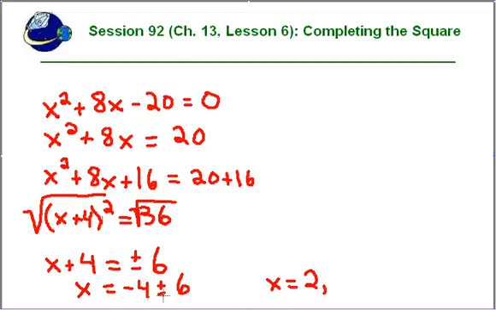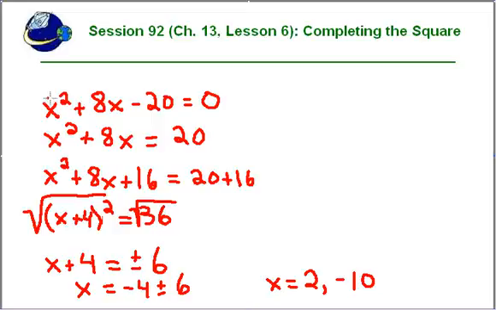Let's do the minus part now. Minus 4 minus 6 would give us a minus 10. The two values for x then that will work as solutions to this problem are x equal to 2 and x equal to minus 10. We now need to double check our work.